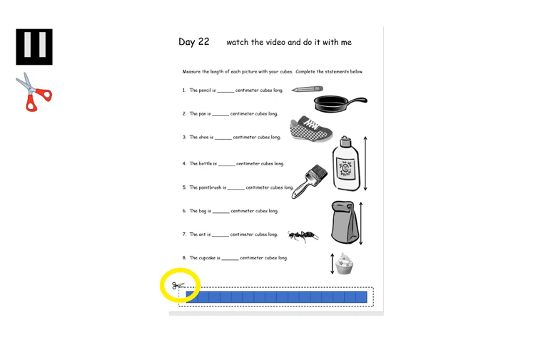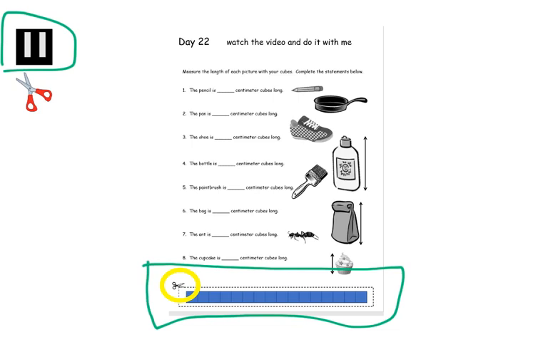Now you're going to do it with me. But you need to pause your video because you need to cut out your measuring tool here. Do you see how there's this dotted line? You need to cut on the dotted line. Do not cut the actual squares. Cut on the dotted line here. So pause your video and cut out your tool.